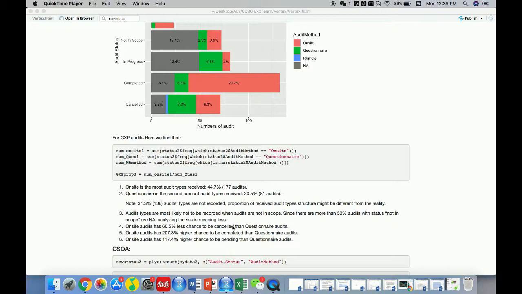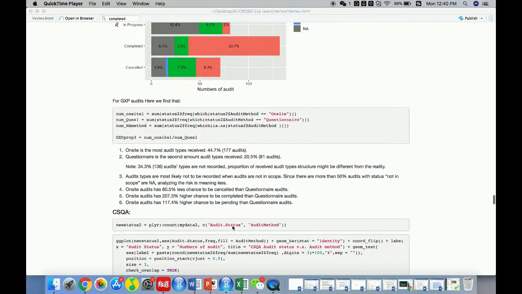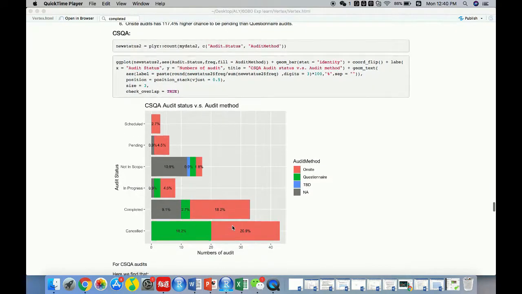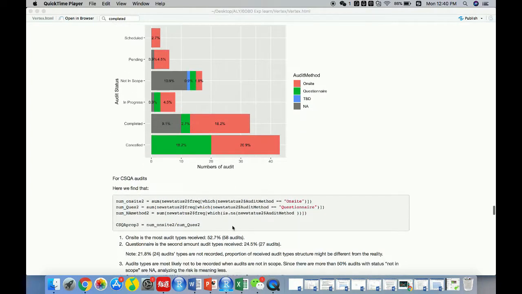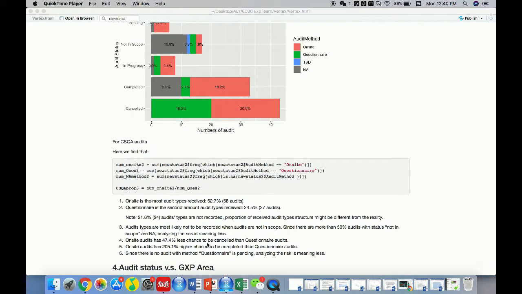So I suggest the company can receive more on-site audits, but focus on improving the quality or the ability to do questionnaire audits, because they have less chance to be completed. For the CSQ audits, there are fewer NAs than in the GXP audits. And the result shows that on-site audits have less chance to be cancelled and a much higher chance to be completed, which is the same as the GXP audits.